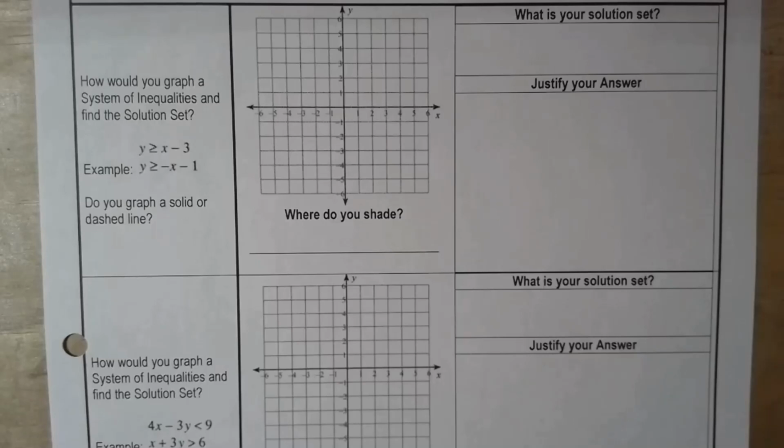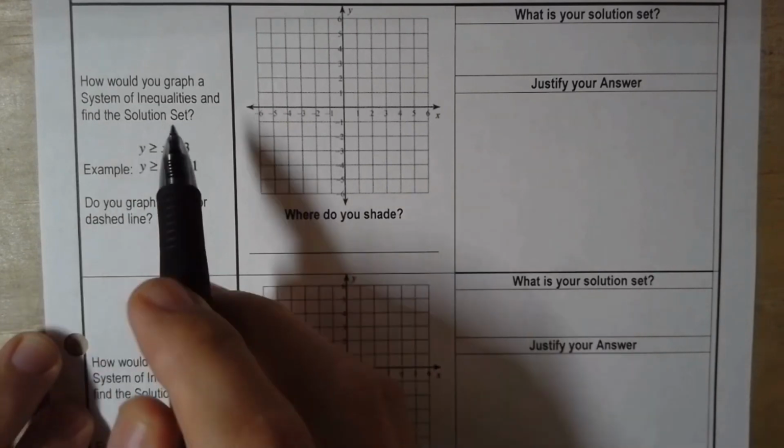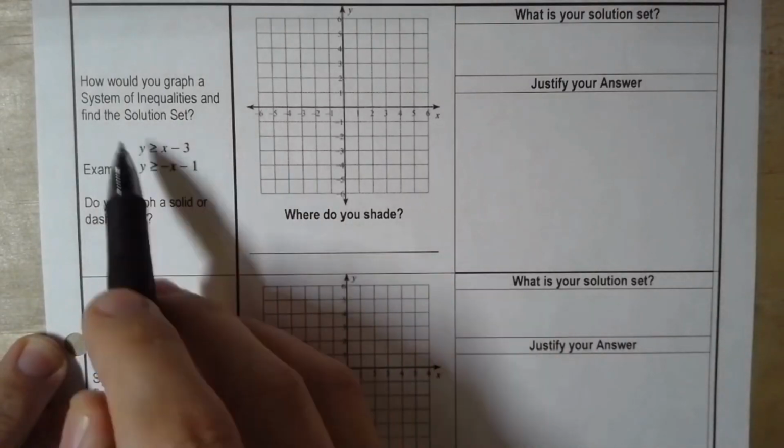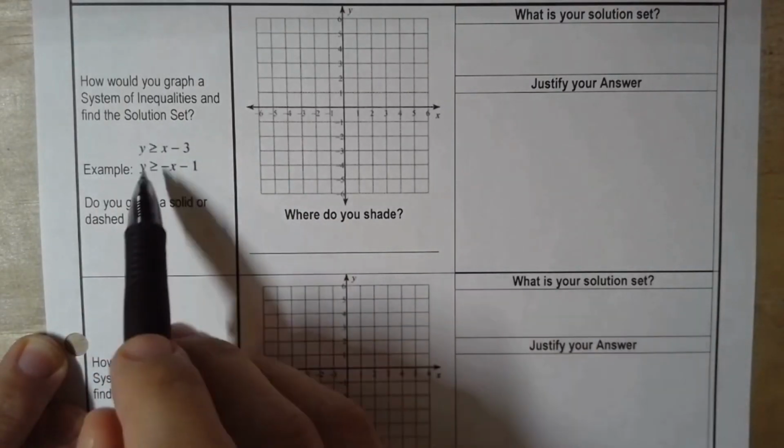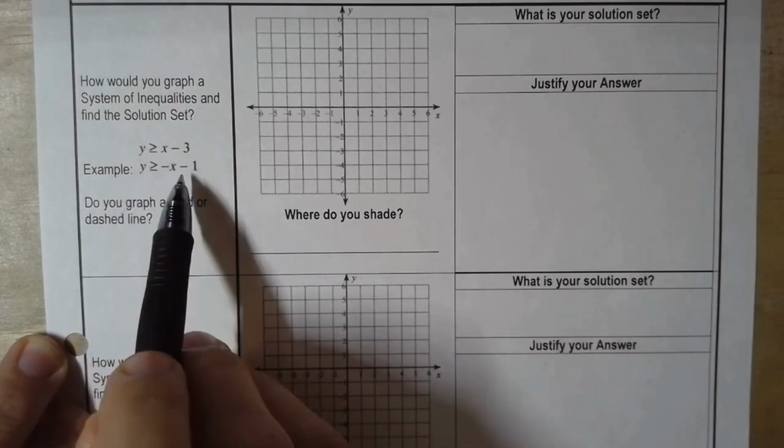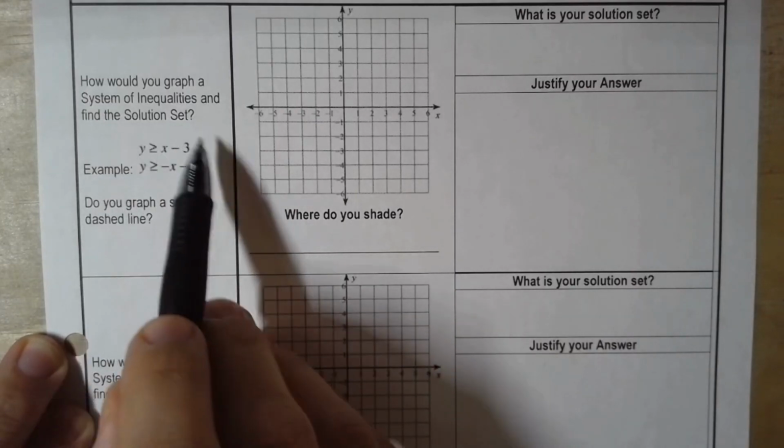Hello, in these notes we are going to be looking at solving systems of inequalities and finding their solution set. So let's go ahead and start with our first example on our notes. Notice up here on the left hand side it has a statement and it says, how would you graph a system of inequalities and find the solution set? And it gives us two different inequalities, and so that creates a system.